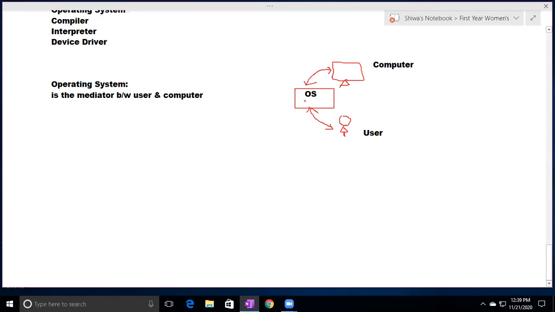So what is operating system? It is the mediator between user and computer. We are the users. If you want to work with the computer, the computer should have an operating system. This operating system must be installed in the computer.